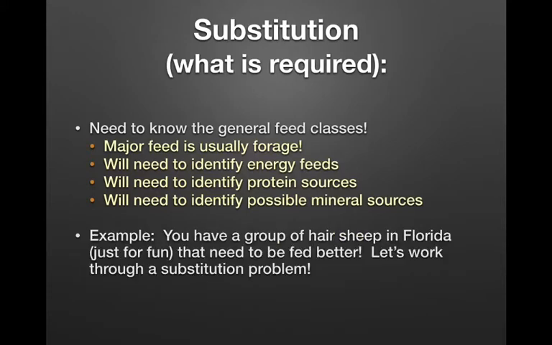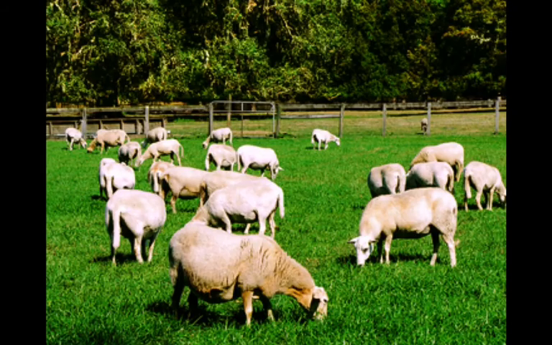And then what we're going to do right now is work through a problem. Our example is that we have a group of hair sheep in Florida, just for fun because it's something different, that got to be fed better. So we're going to work through a substitution problem. So here's a picture of our hair sheep in Florida.